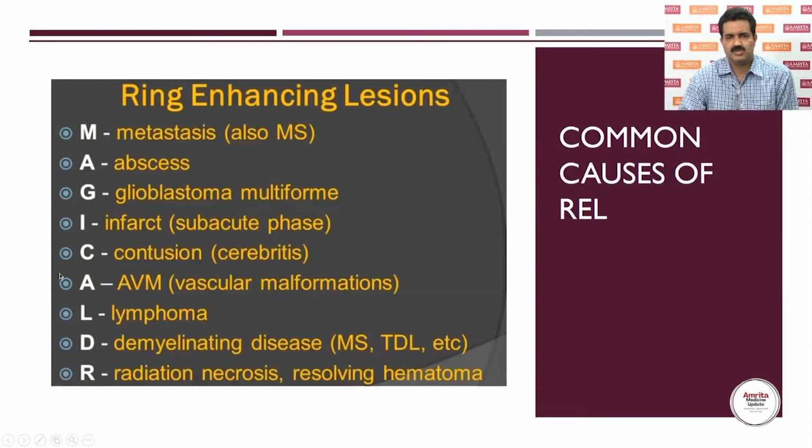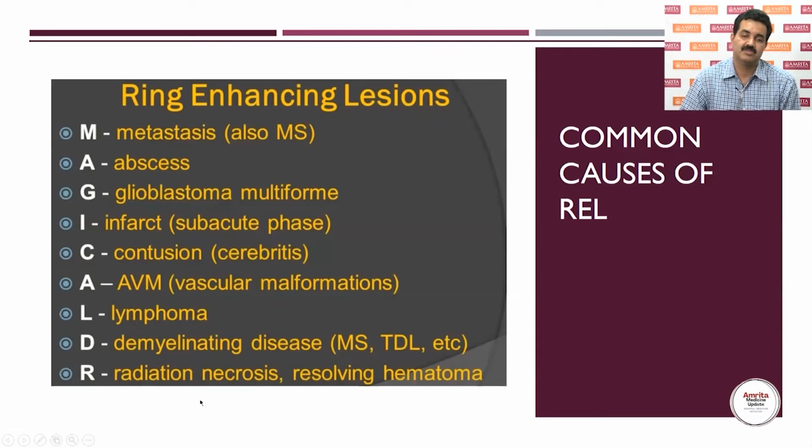So what are the common causes of ring enhancing lesion? There is an acronym called MAGICAL DR. So metastasis, we know metastasis produces a ring enhancing lesion. Abscess, we have mentioned abscess. Glioblastoma multiforme, that is the primary brain tumor, high grade astrocytoma. Infarct in the subacute phase, and also contusion, that's cerebritis. AV malformation, different types of AV malformations. Lymphoma, we know it's an enhancing lesion. Demyelinating lesion like multiple sclerosis or tumefactive demyelination, and also radiation necrosis, also resolving hematoma.